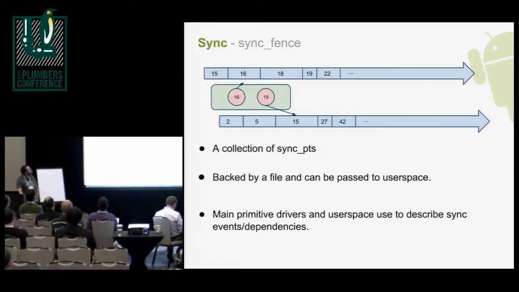And then we bubble up one more level to the actual primitive that we build our synchronization contract around. And this is the sync fence. It's merely an aggregate of sync points, which can be from different timelines. And this is the thing that Surface Flinger uses to, go ahead.